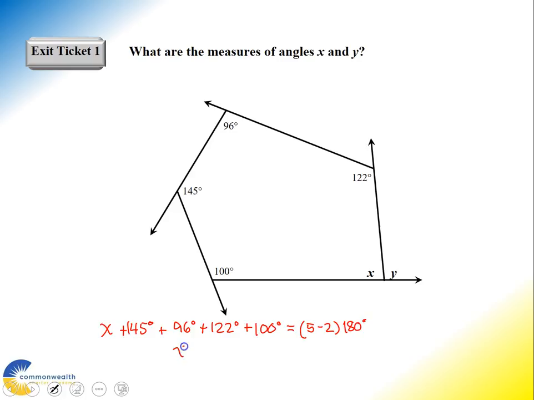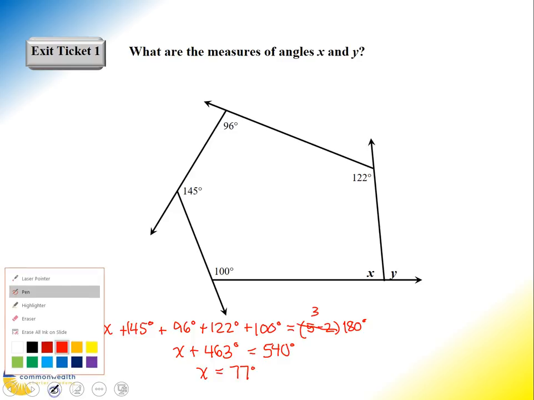On this side, I'm going to have x plus, give me a second here, I have to calculate it, 463 degrees equals, well, this is actually 3 times 180, so I'm just going to do 3 times 180. That's going to be 540 degrees. So I'm going to subtract 463 from both sides, and I get that angle x is 77 degrees.